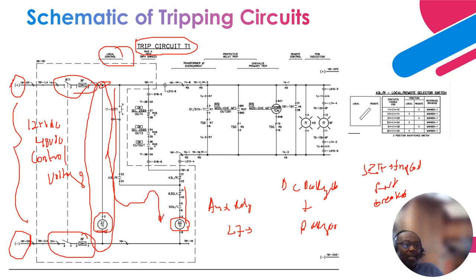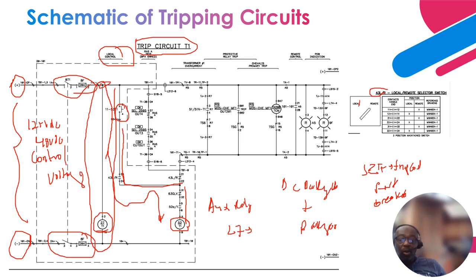The first one is to trip it locally using this push button, right? That one has to be in series with this control switch. Remember, I mentioned there is a control switch, 43 L or R, that can be operated locally or remote. So that is in series with this. Basically, you are operating locally or remote, and you switch the switch to that position. Let's say an operator goes to the substation and wants to operate this circuit breaker, right?